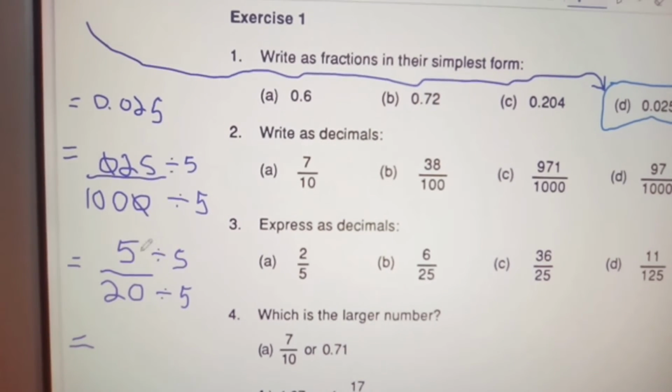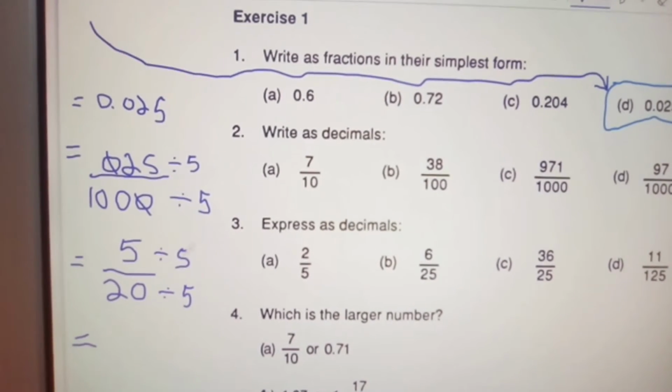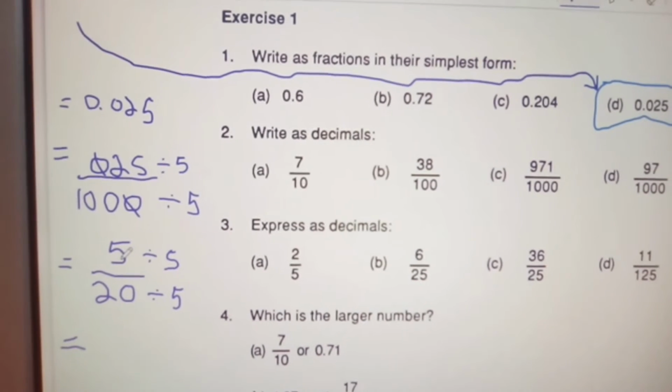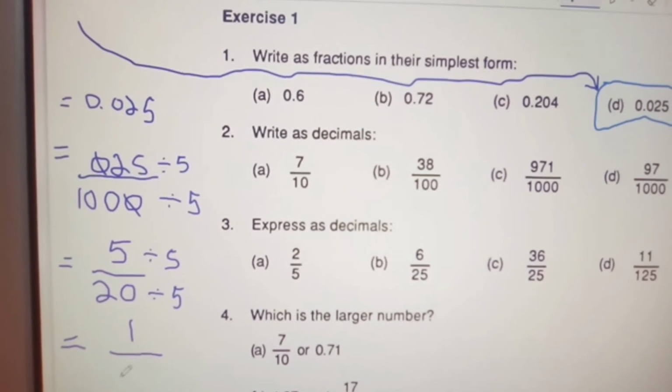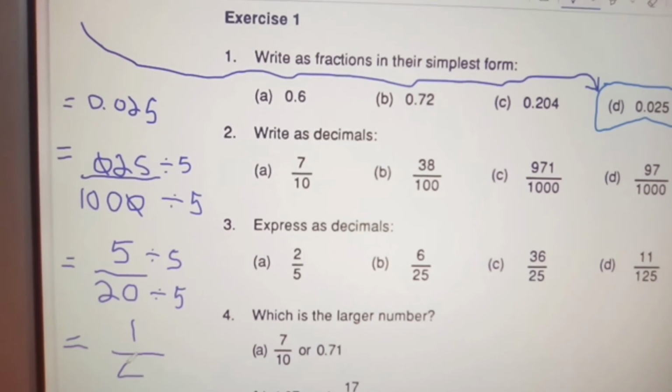So 5 into 5 goes what? How many times? Come and tell me. 5 into 5 goes what? Now come on guys, you should be able to answer this for yourselves. 5 into 5 goes once. Okay? Over, 5 into 20 goes how many times? 5 into 20 goes 4 times.